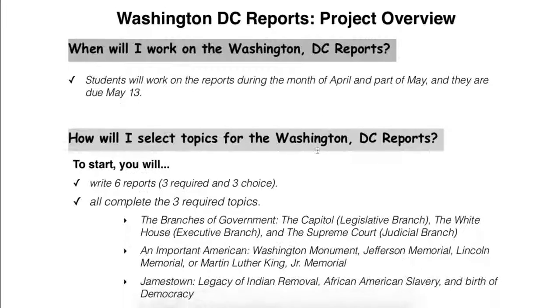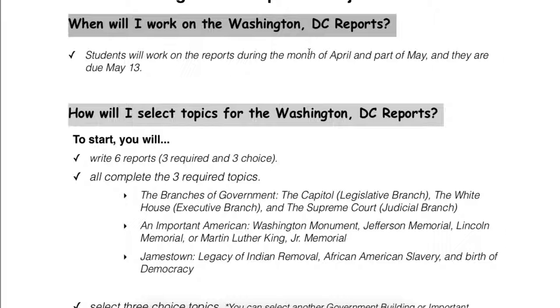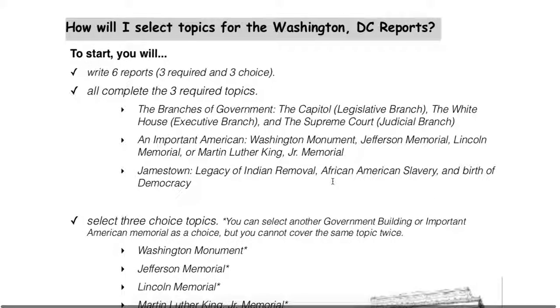On to page 2. When will I work on the Washington, D.C. reports? Well, they are due May 13th, and you're going to be working on them all throughout April and a little bit into May. And we do it just about every single day in class. We touch on them or work on them. How will I select topics for the Washington, D.C. reports? Well, first you have 3 required reports.